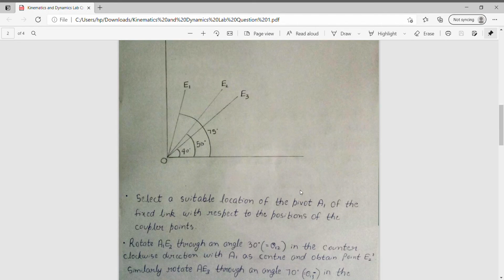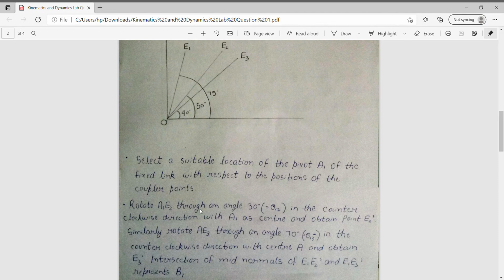Select a suitable location of the pivot A1 of the fixed link with respect to the position of the coupler point. Now in this case, the most convenient position of the pivot A1 with respect to these three coupler points will be the point O itself. So we'll choose point O as our pivot A1.